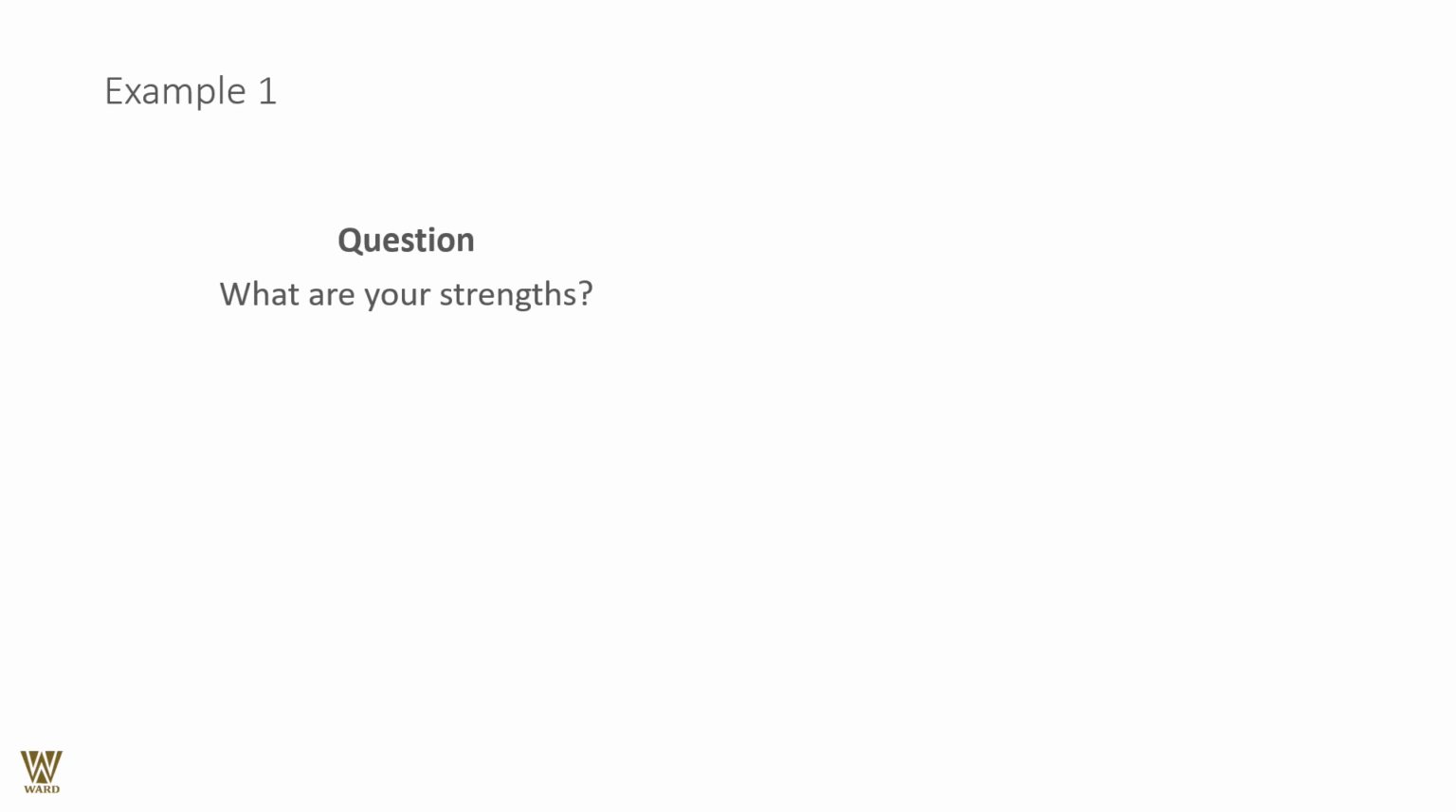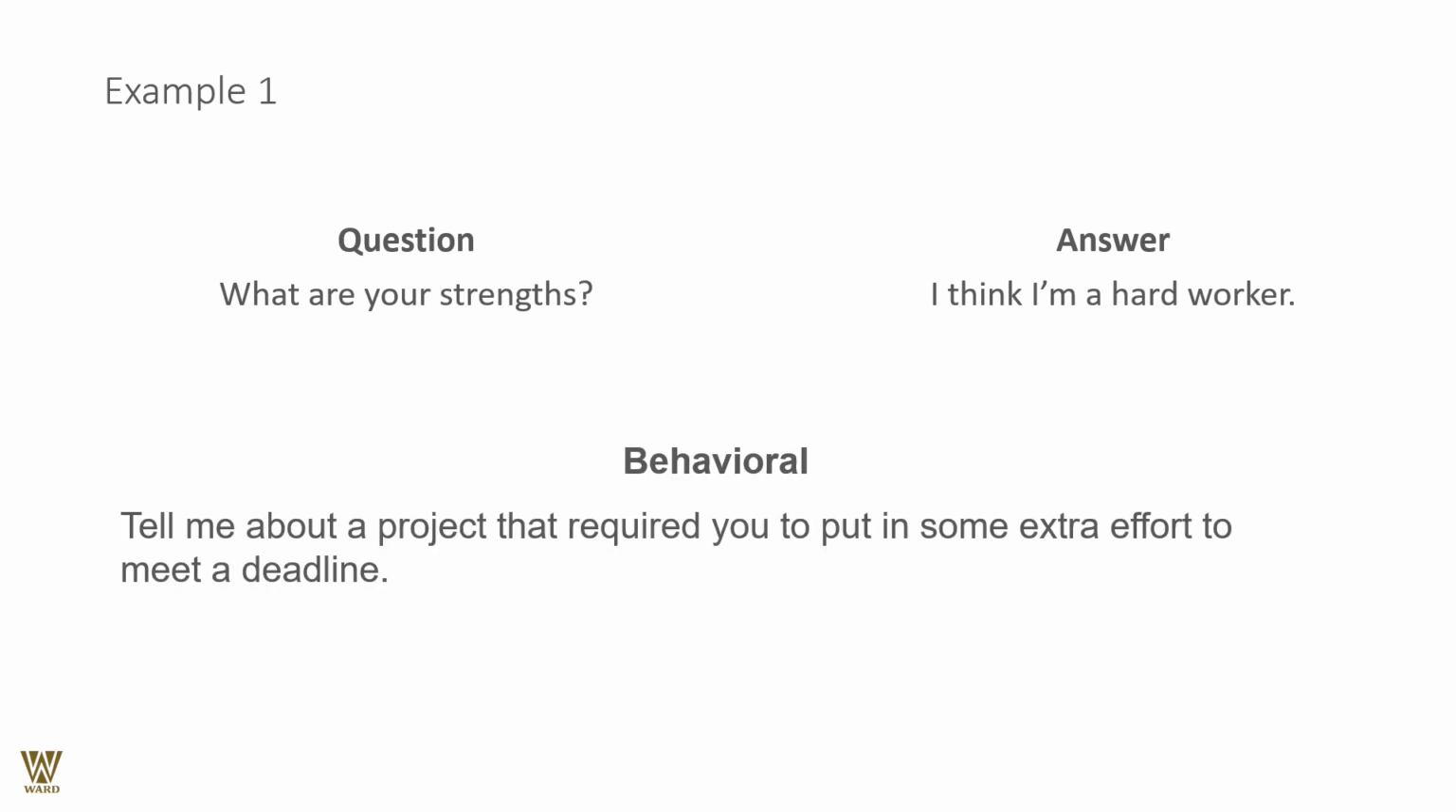So let me give you two examples, perhaps. Let's say, what are your strengths? We can always ask. The answer might be, I think I'm a hard worker. If that is your strength, how do we go around it? Tell me about a project that required you to put in extra effort to meet a deadline. Now, this third question of behavioral is one that comes from the answers of the candidate. Now, the candidate has to prove that he or she is a hard worker, because it was a casual question in terms of strength, if the question is, what is your strength?